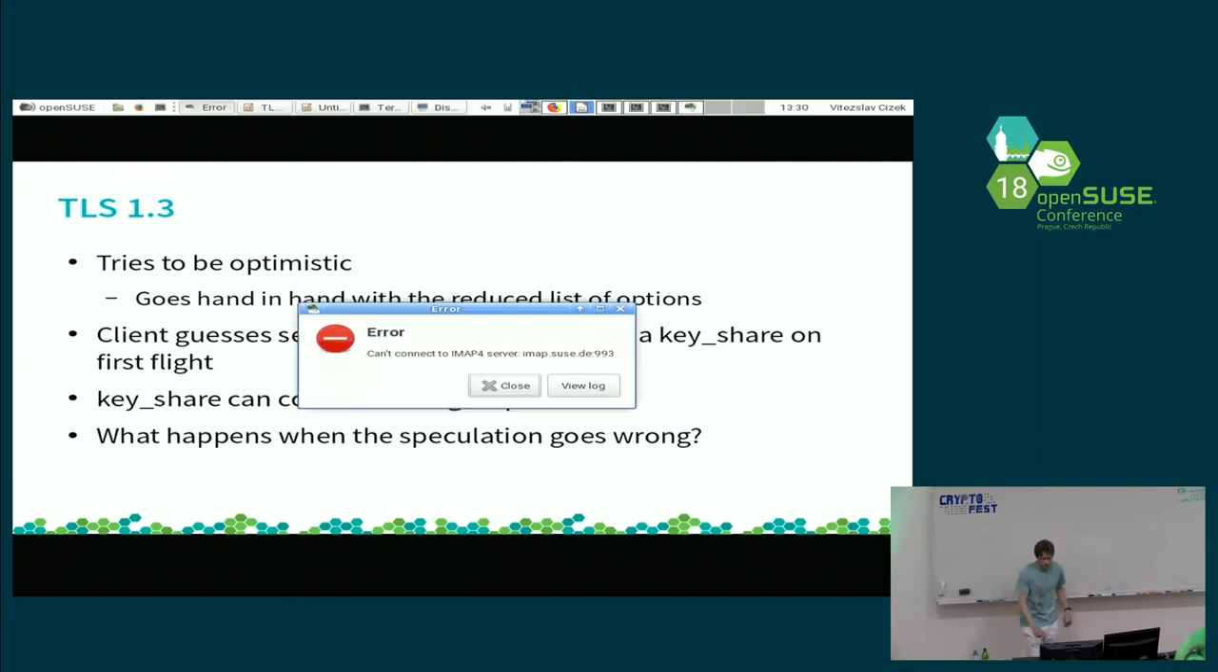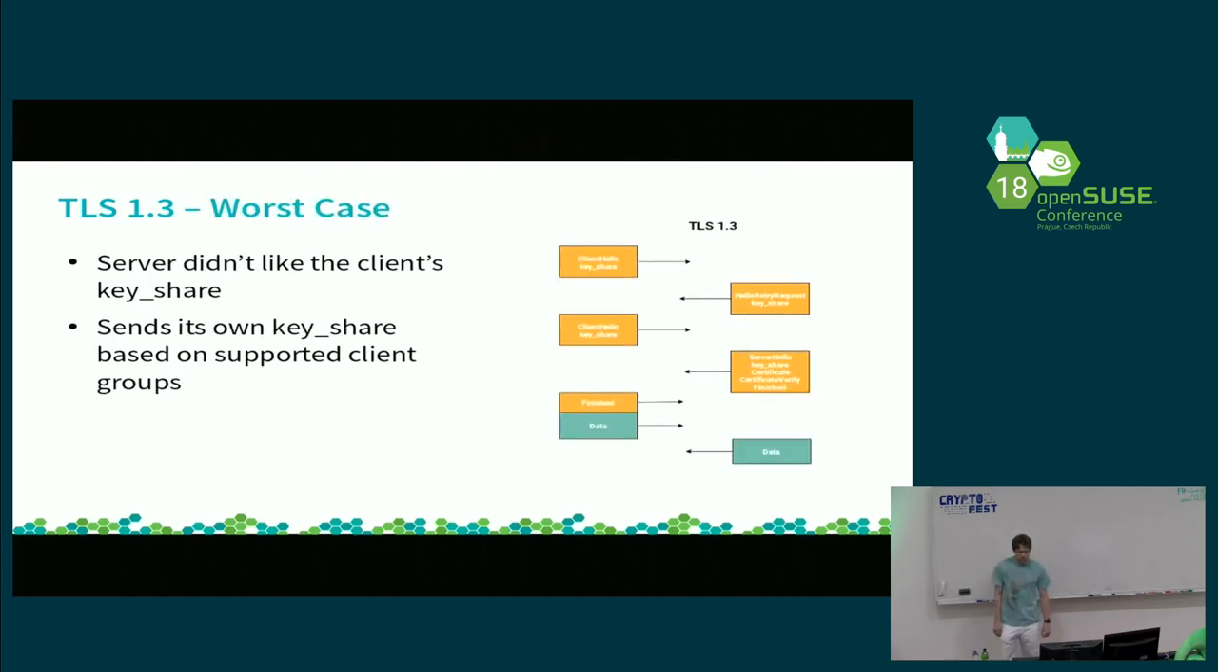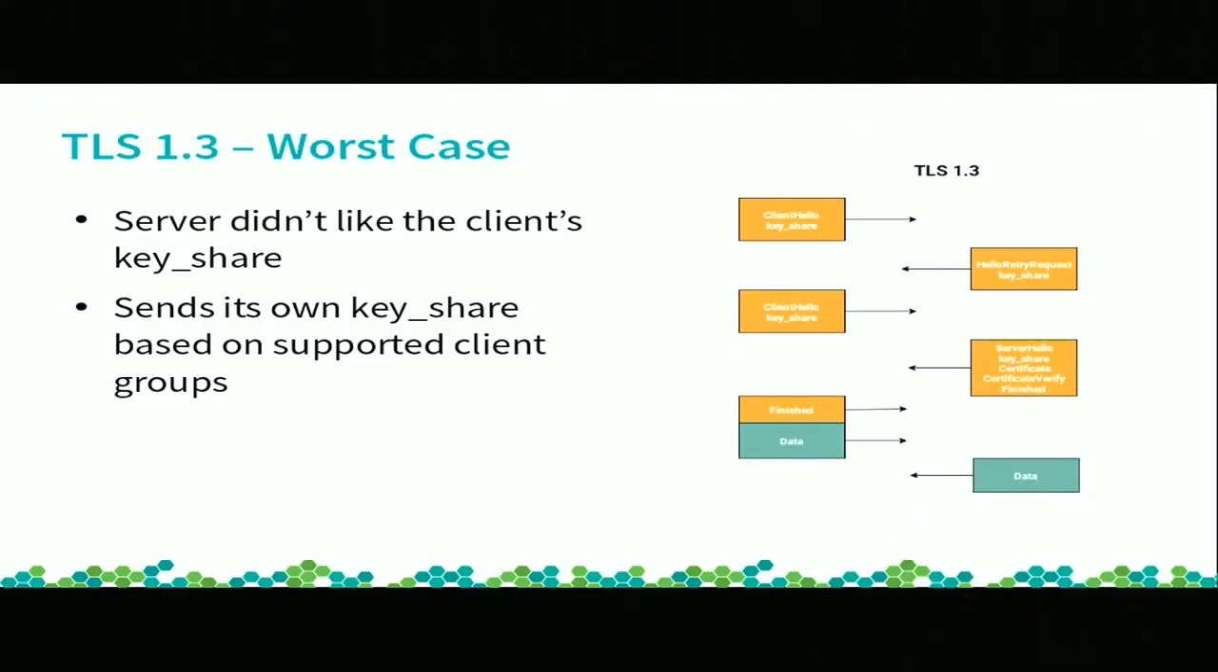Well, this is nice, but it's not guaranteed that the client will guess right. So what happens when the client guesses wrong? Now we are back to the two round trips. This is the worst case in TLS 1.3, but it shouldn't be that common, because the choices are quite limited, and some of them are mandatory for each implementation.